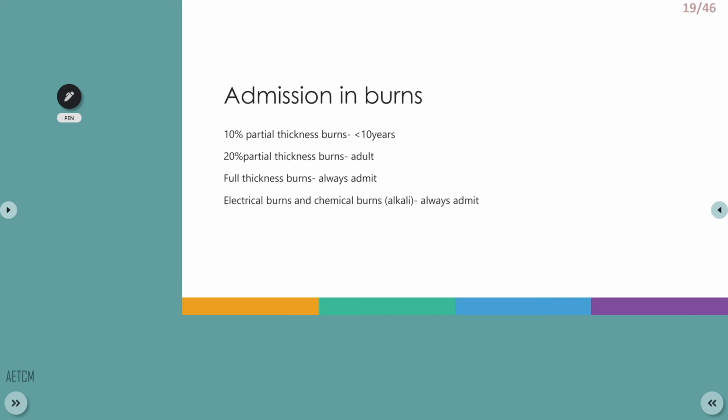Admission in burns is required if there is more than 10% partial thickness burns in children and more than 20% partial thickness burns in adults, or if any full thickness burns, or burns secondary to electrical or chemical burns, or airway burns should be admitted.